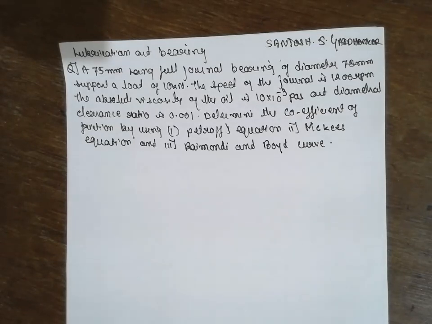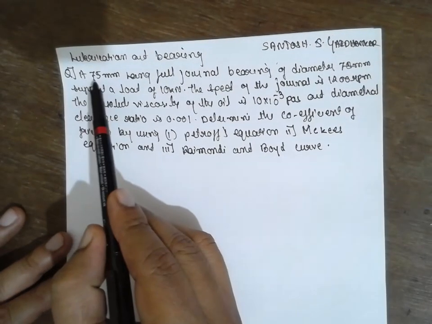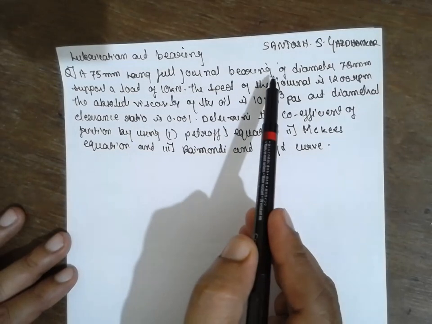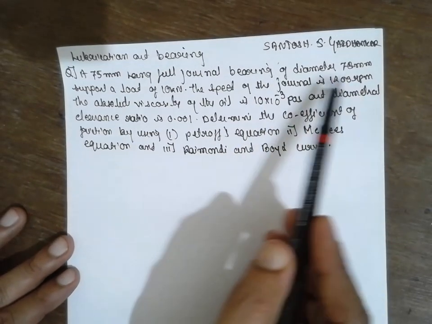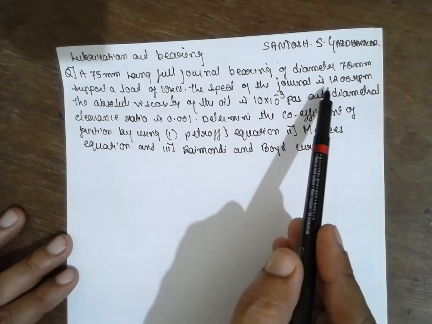I am Santosh Gadankar. Today's concept is about lubrication and bearings. This is the problem. It's a 75 mm long full journal bearing of diameter 75 mm, supporting a load of 10 kN. The speed of the journal is 1200 rpm.